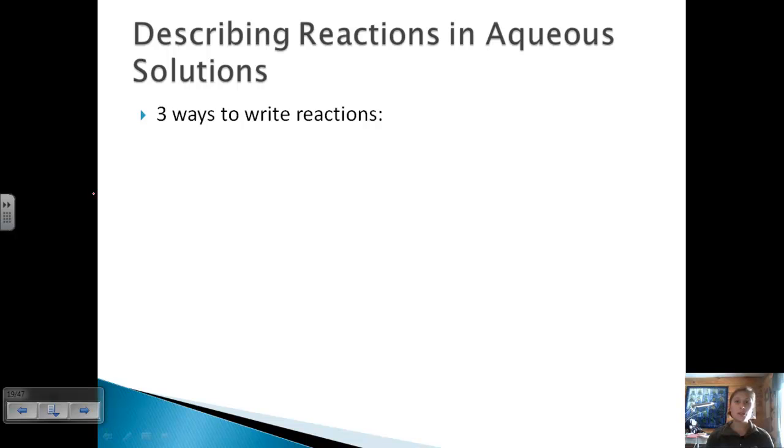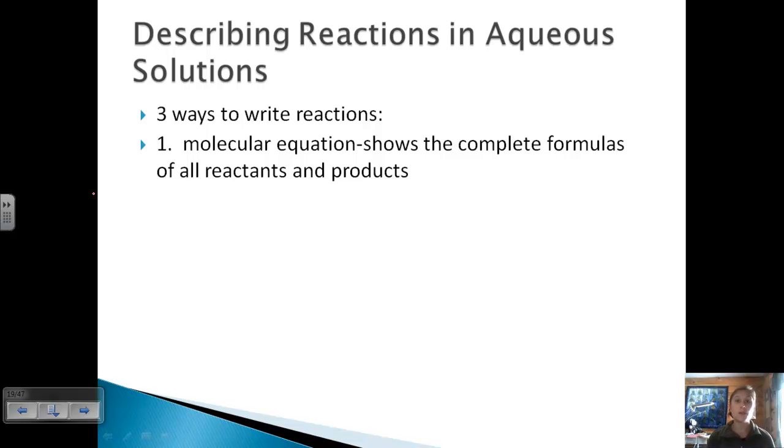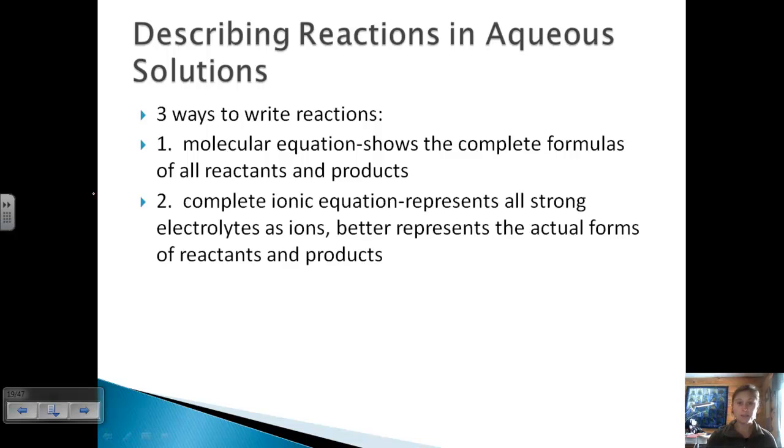So there are basically three ways to write reactions, and the first one you should be really familiar with. We've done this one before. It's called the molecular equation. This is basically just your balanced chemical equation, all the reactants and products, and the physical states. Okay, the second and third ones are going to be new.